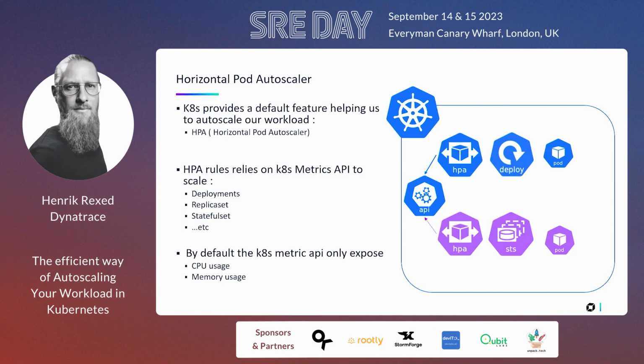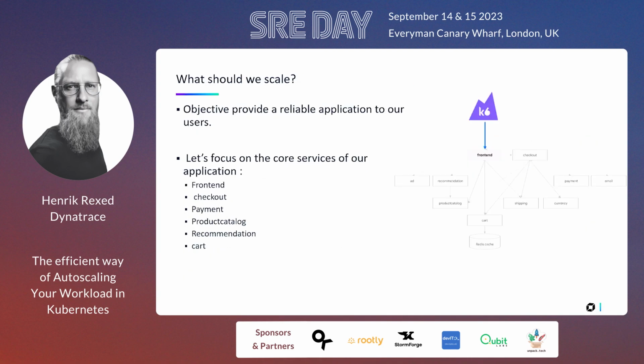With the HPA, you put in a rule saying there is a threshold on a metric, and once we hit that threshold, it will add more replicas to make sure that we are always under that threshold. And by default, HPA only relies on the Kubernetes Metrics API, and the Metrics API of Kubernetes only provides 2 metrics, CPU and memory. So again, okay, let's try it. What should we consider to scale?